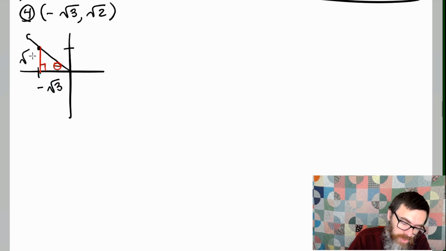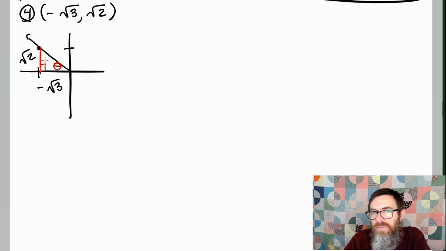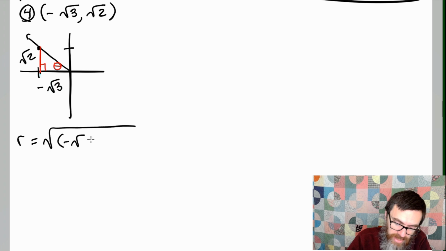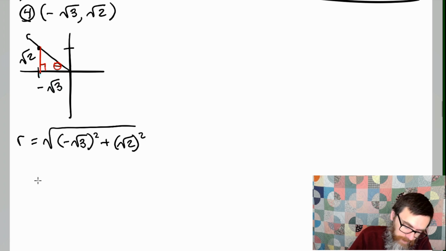Putting these values into my diagram, my x value is negative square root of 3. The y value is the square root of 2. We just need to find the r. We need to find that hypotenuse. So again, r is the square root, and we're going to take the square of x and the square of y.